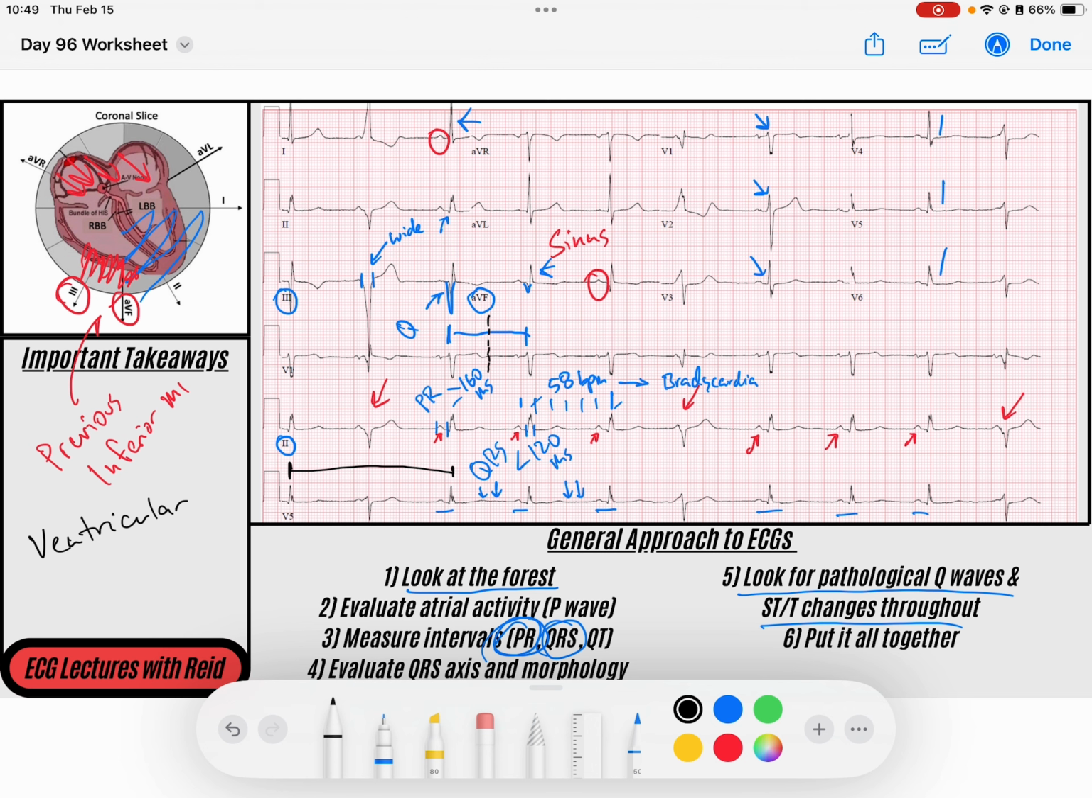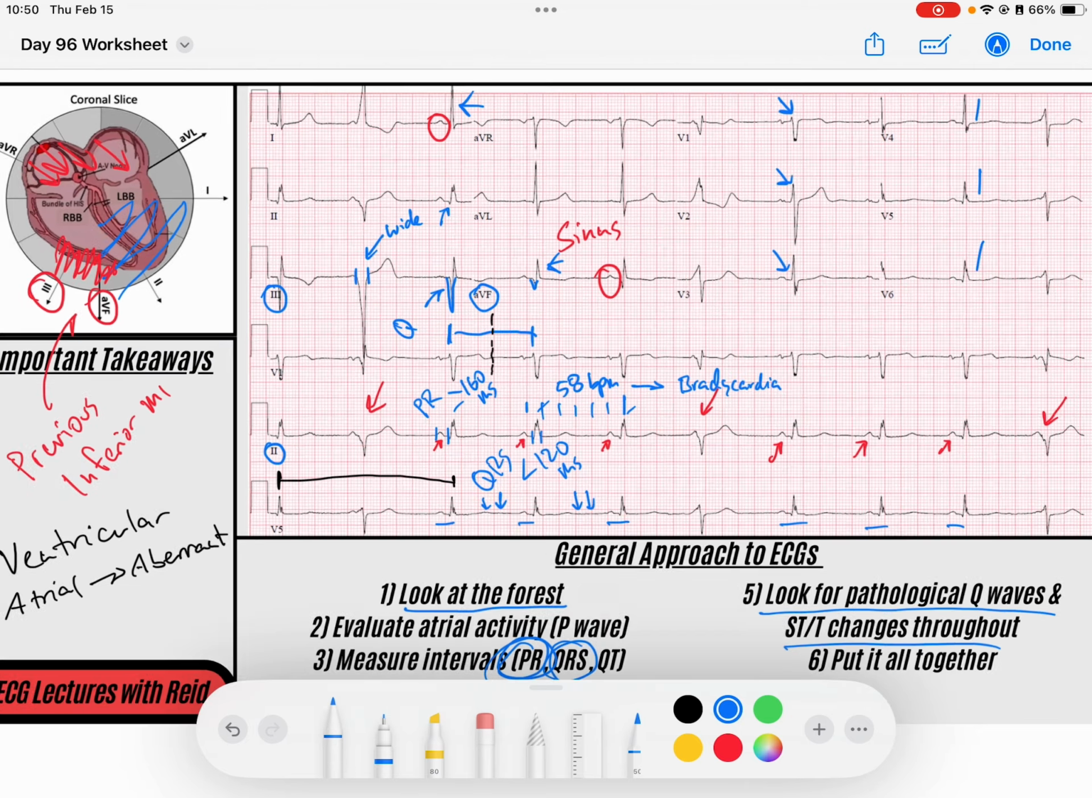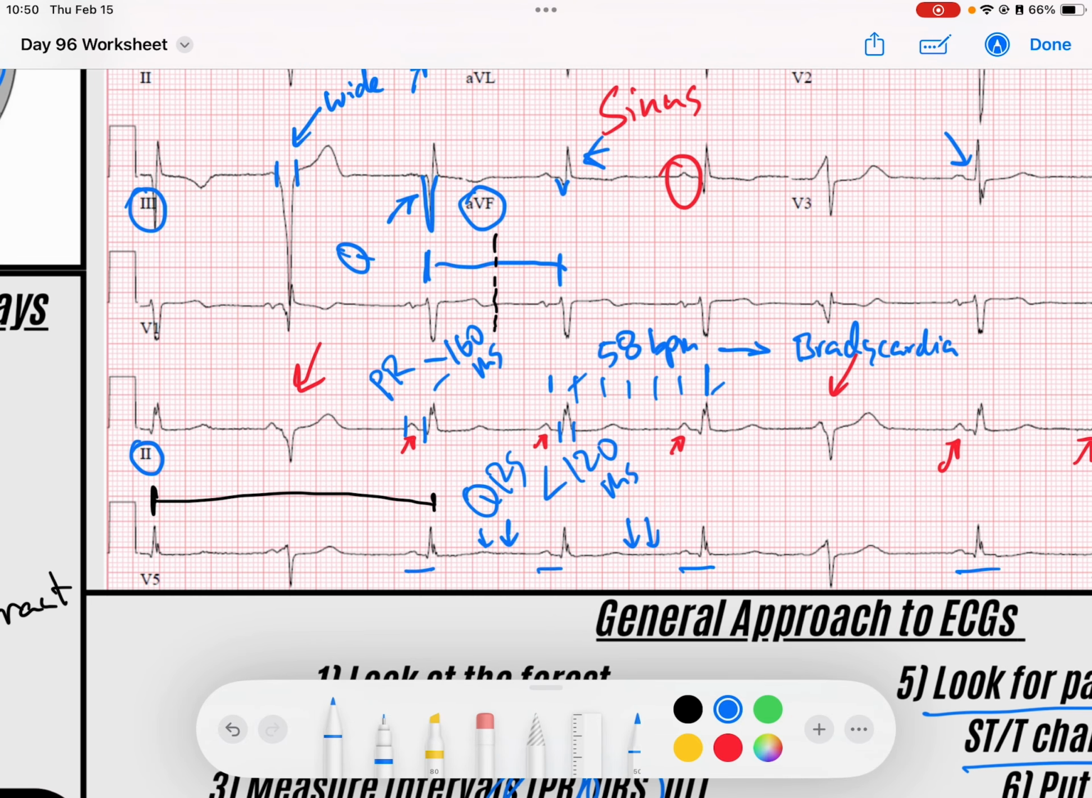So really, are these ventricular ectopic beats because they're wide? Or are they atrial beats that conduct aberrantly through the ventricles, some type of block? And the first thing I notice is that if I look at this beat that's funky, you can see the P wave right there. So I see a P wave, and that's my nice normal sinus P wave.